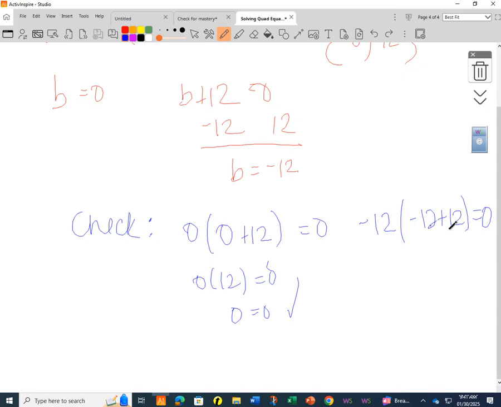So order of operations, always do what's inside those parentheses first. So we have negative 12 times, what's negative 12 plus positive 12? 0. So negative 12 times 0 is 0. So our answers, if you plug them back into the equation, should always make the equation equal to 0, right? Any questions? All right, let's do a question from the next section.